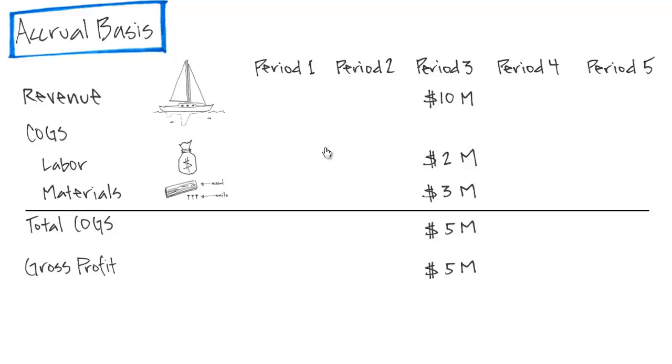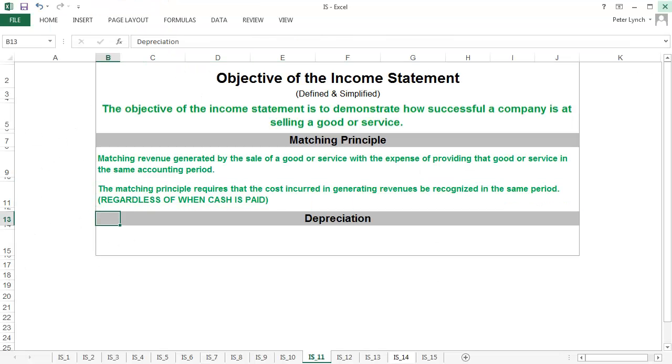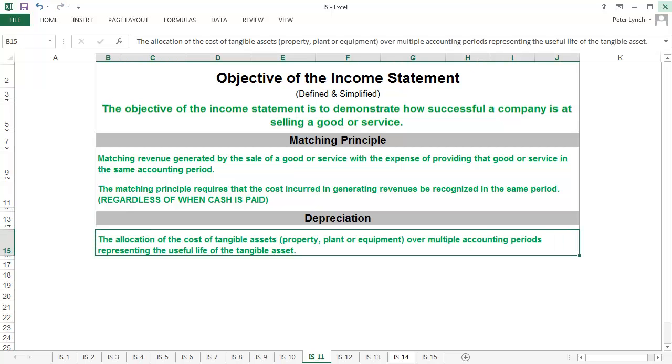the income statement. Going back to the income statement objective, the second accounting concept is depreciation. And for the time being, we'll define depreciation as the allocation of the cost of tangible assets, which you can think of as property, plant, or equipment, over multiple accounting periods representing the useful life of the tangible asset.